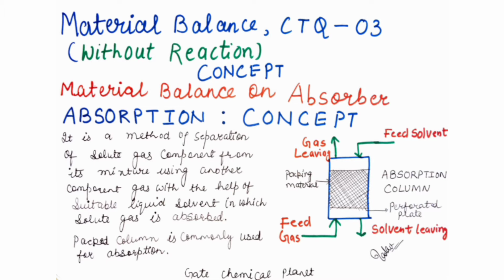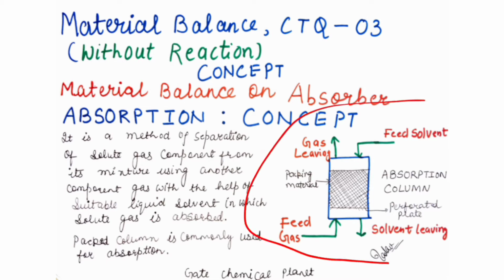First we will see what the absorption concept is. Absorption is a method of separation of a solute gas component from its mixture using another component gas with the help of a suitable liquid solvent in which the solute gas is absorbed. So in the solvent the solute gas is absorbed. Here the packed column is commonly used for absorption.